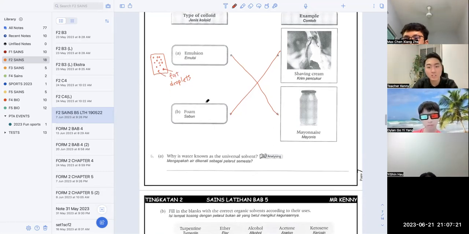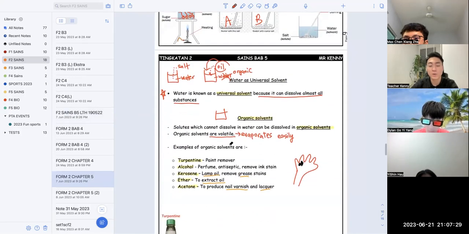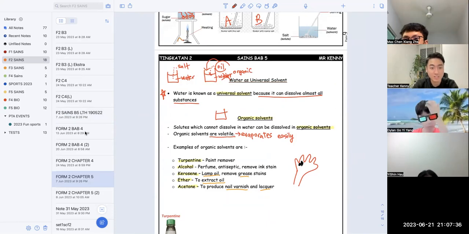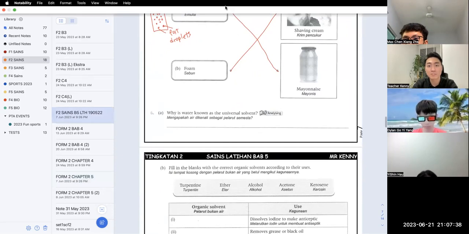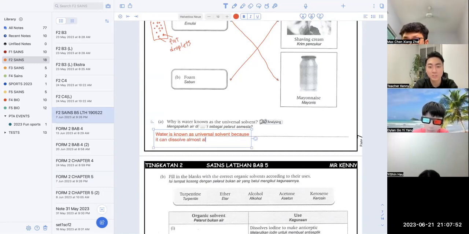Yeah. Now, why is water known as universal solvent? So let's go back to chapter 2 over here. What is the definition? Okay, here, because it can dissolve almost all substances. So let's update. Water is known as universal solvent because it can dissolve almost all substances.